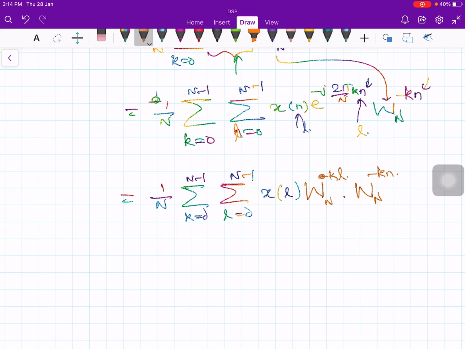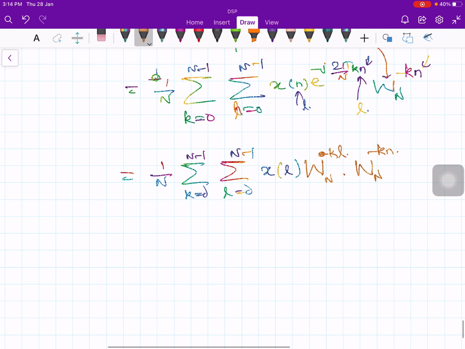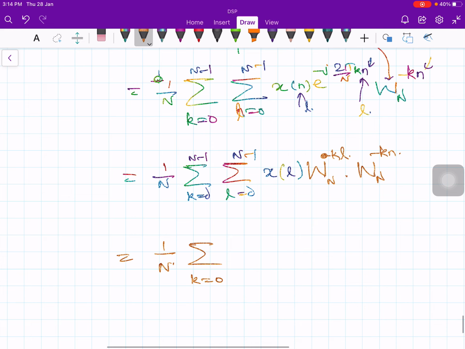Okay, now these two summations are independent of each other, and therefore we can interchange these two summations. Okay, you will get the following: 1 over N summation of L is equal to 0 to N minus 1, summation of k is equal to 0 to N minus 1, x of L. I can bring this x of L here once I interchange the summation.